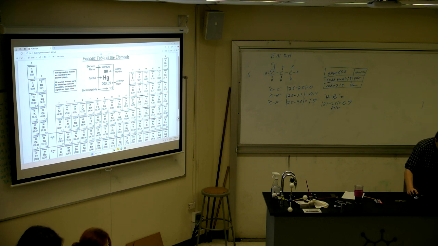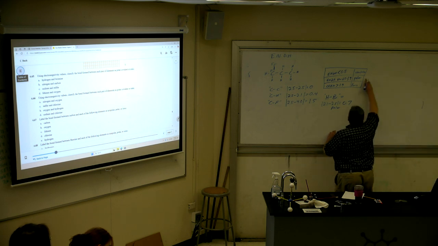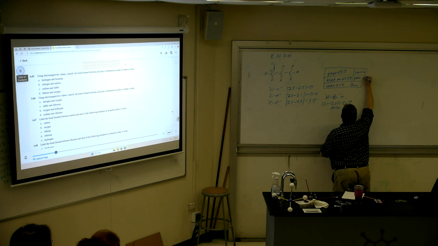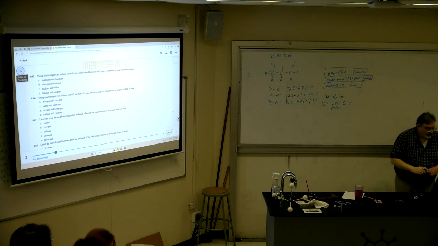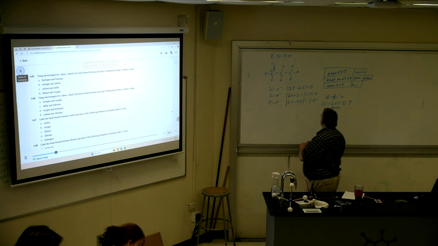How would you classify? Using electronegativity values, classify the bond formed between the pair of elements. Polar, covalent, or ionic. Just to be complete, most books say polar. It's a polar covalent. It is a covalent bond. It's polar, so they say polar covalent. Nitrogen and carbon, the next one here.